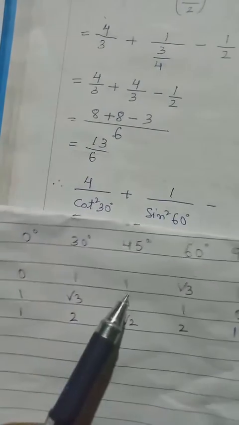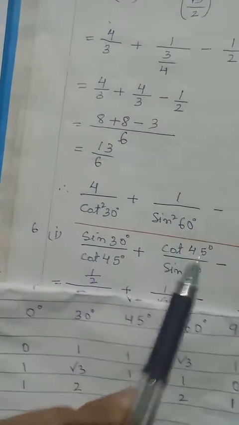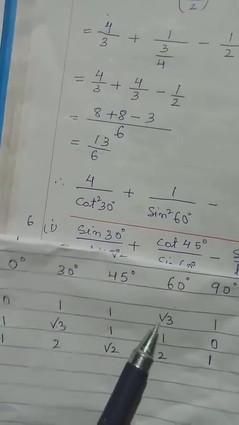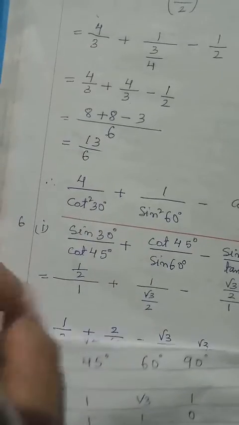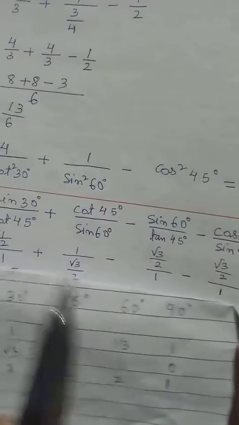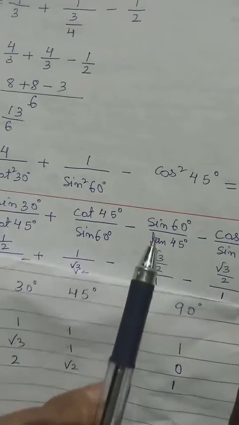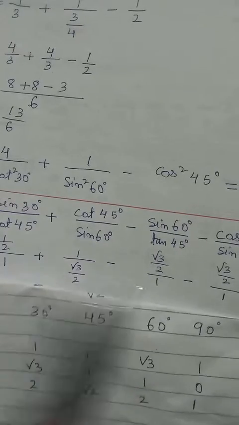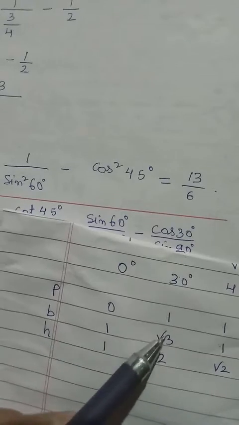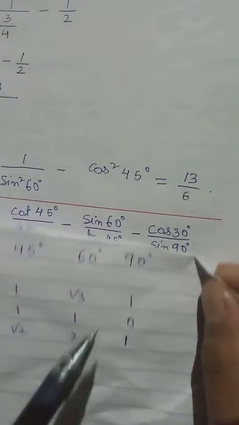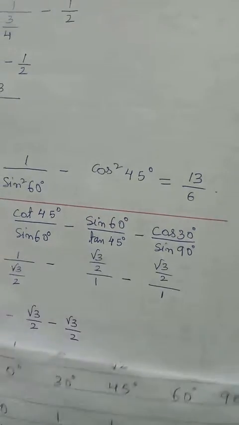Cot 45 will be b by p, so 1 by 1 equals 1. Then cot 45 again 1. Sin 60 will be p by h, so root 3 by 2. And then minus, let it remain minus. Sin 60, it will be root 3 by 2. Tan 45, 1 by 1, so it will be 1. Then cos 30, we have b by h, root 3 by 2. Sin 90 will be p by h, so 1 by 1 will be equal to 1.